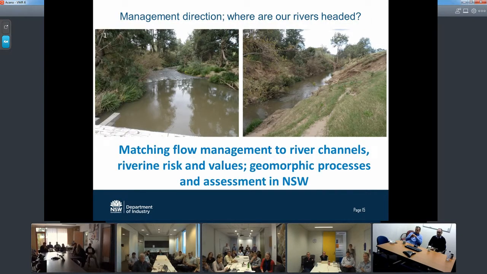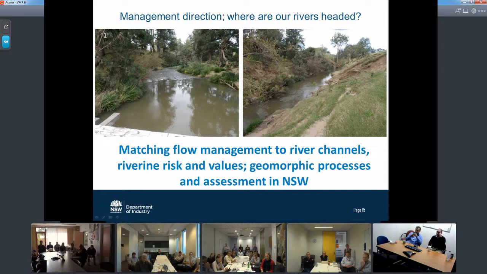So for management decisions, we as an agency have some choices to make. At the moment, we're providing guidance to local land services. We're working with DPI fisheries on fish habitat, and we're working more closely with OEH on risk to do with habitat and ecosystem threats. These two images, again, the same river, are located in the Hunter Valley.